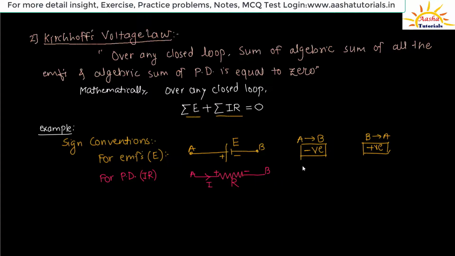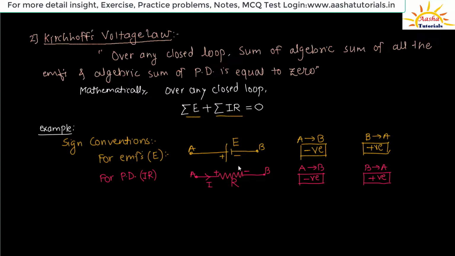Now again, suppose any student is tracing this loop from A to B, that is from positive to negative. So in this case we have to take the sign of that IR potential difference as negative. And if one of the students traces this loop from B to A, that is negative to positive, then while going from B to A, we have to take the sign of that potential difference as positive.